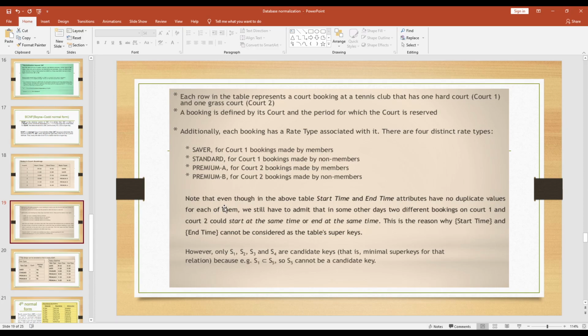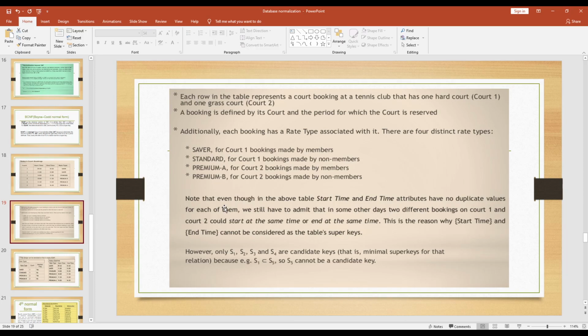Saver for Court 1 bookings made by members. Standard for Court 1 bookings made by non-members. Premium A for Court 2 bookings made by members. Premium B for Court 2 bookings made by non-members.